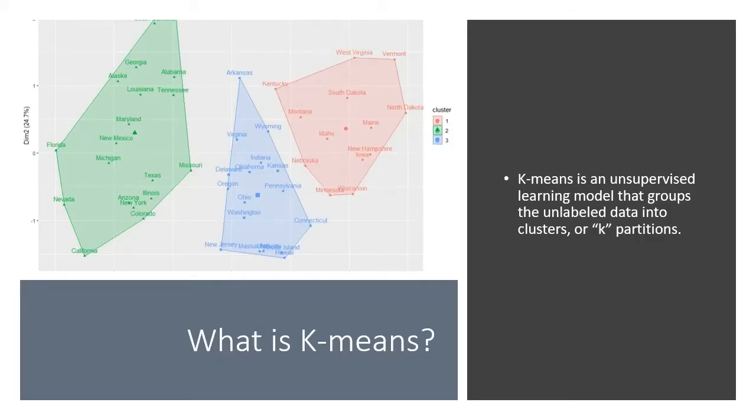Let's begin by asking, what is k-means? K-means is an unsupervised learning model that groups unlabeled data into clusters or k partitions. In essence, unsupervised data is unlabeled and not sorted into classes.